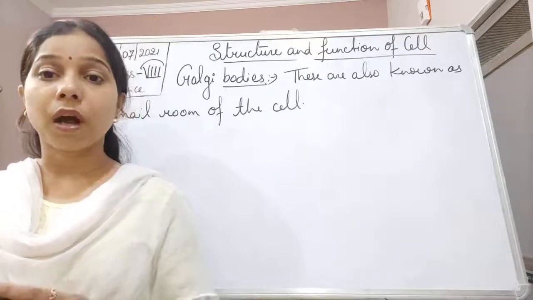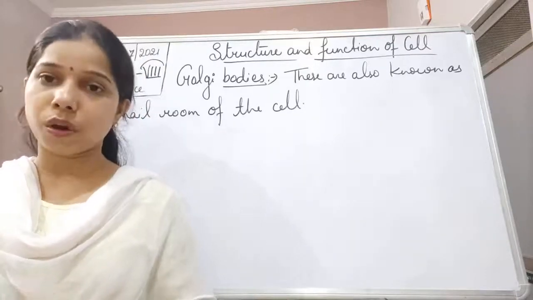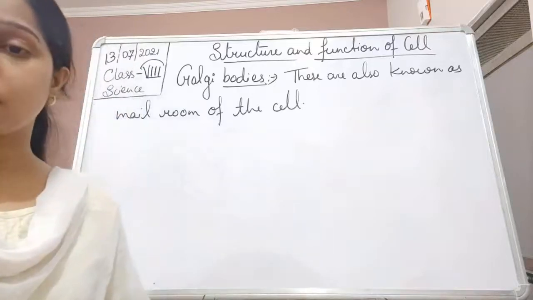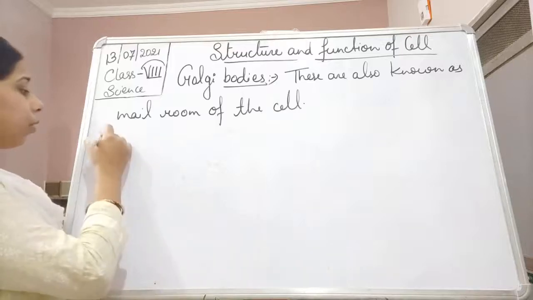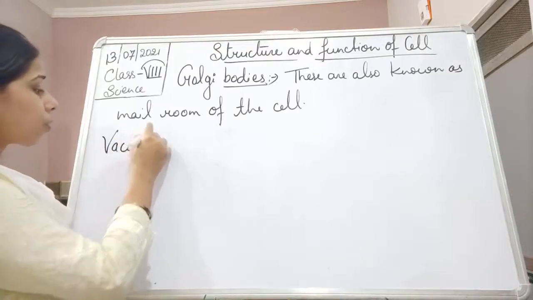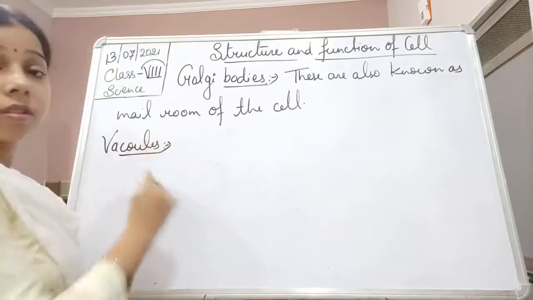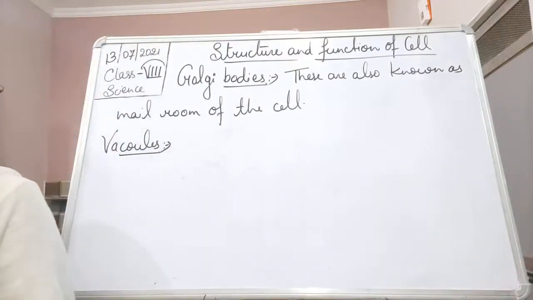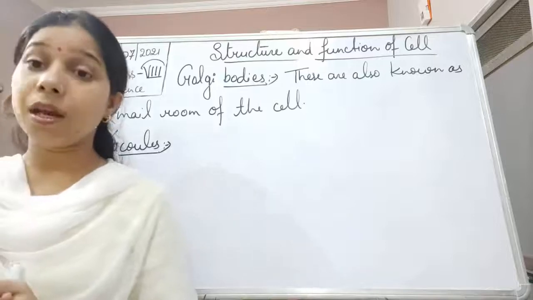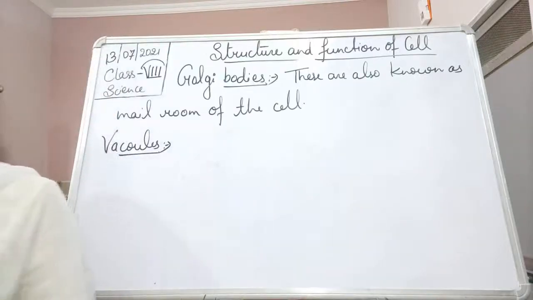Okay, so I hope you have understood what mitochondria and the Golgi apparatus are. Moving on, we will see another kind of cell organelle, students, which is called the vacuoles. Okay, what are vacuoles? These are fluid filled organelles which are enclosed by a membrane.